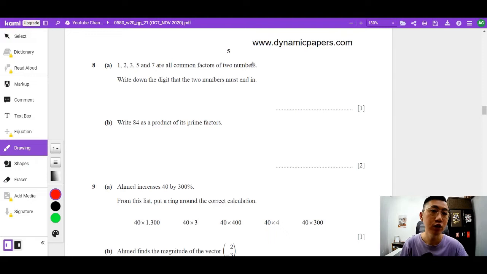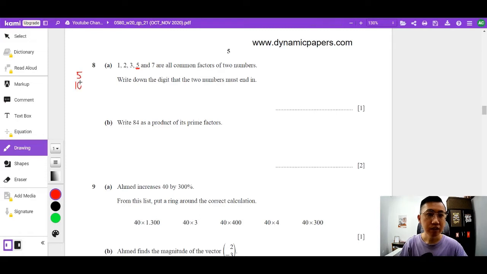And they don't tell you the two numbers here. Write down the digit that the two number must end in. Okay, so I am going to give you the clue straight away. If you are having a factor of 5, it means you can divide by 5. That is the meaning. So let's show you a few examples here.